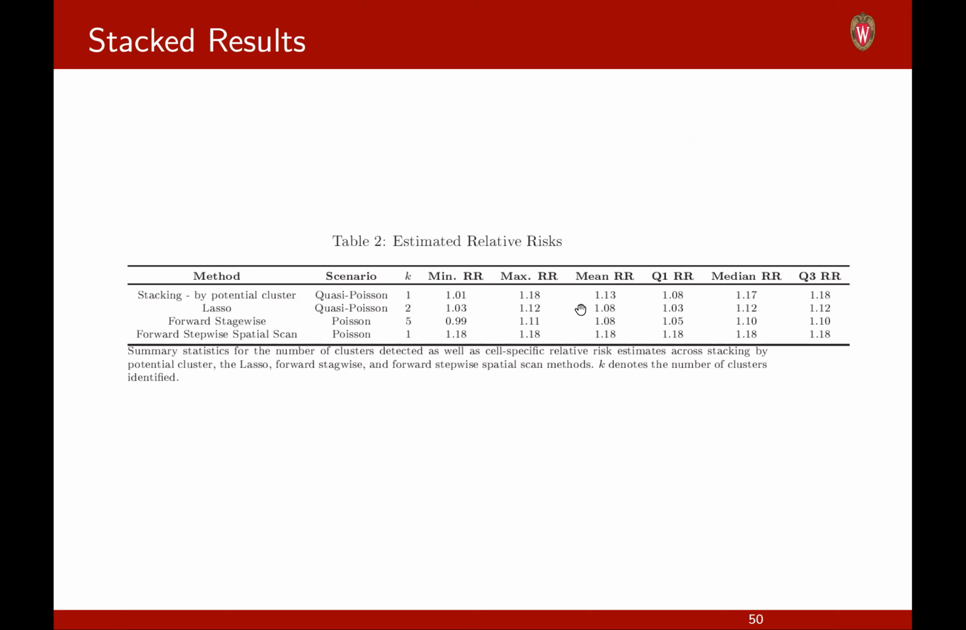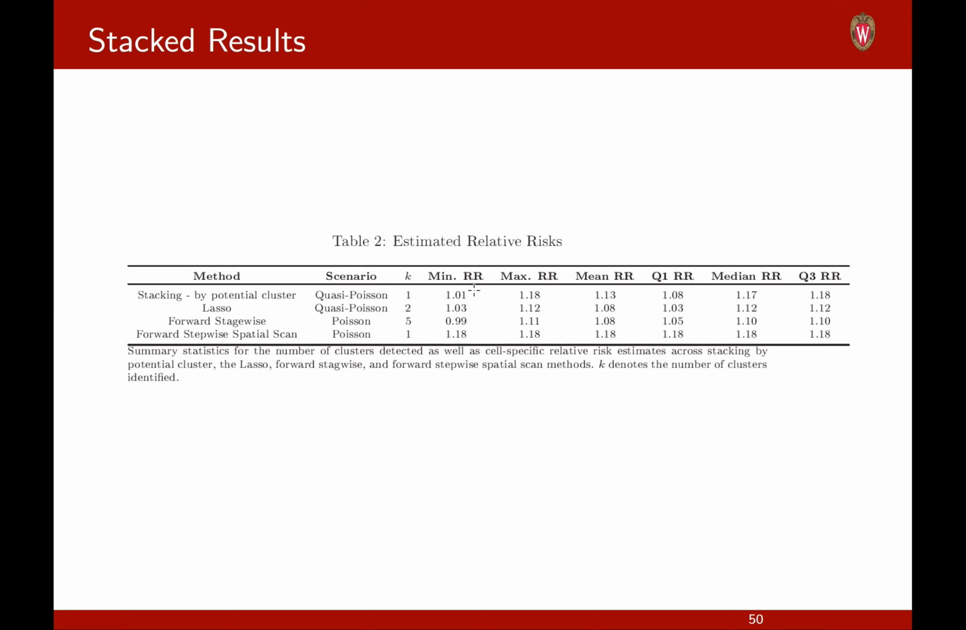In contrast, the Lasso, right, we had 3 unique relative risks. And stacking has even more granularity. It's going to have a unique relative risk for each cell, really. Unless that happens to be the same, but more or less we can have a unique relative risk for each cell. So the maximum is the same as with the forward stepwise, 1.18, but then we have a cell inside the cluster that has a relative risk of 1.01, so a border cell, right?